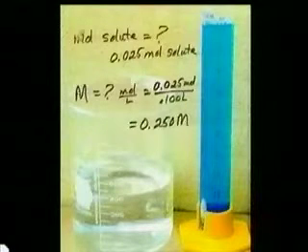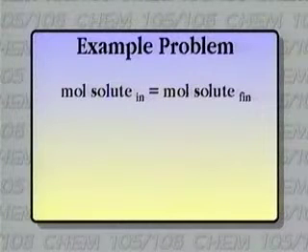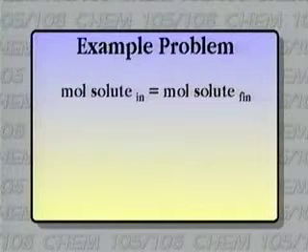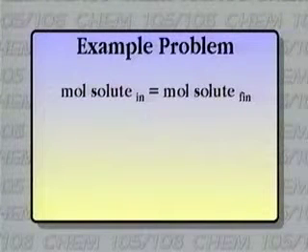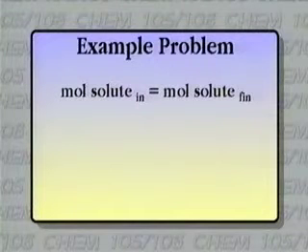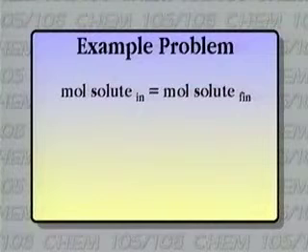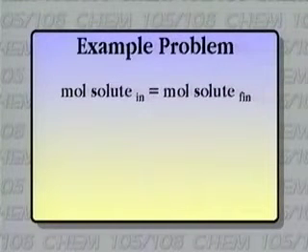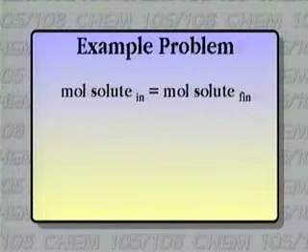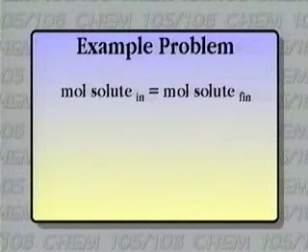In a dilution process, the moles of solute initially must be equal to the moles of solute in the final condition. We aren't adding any, we're not taking any out, we're merely spreading it out over a different volume. We're adding solvent. So, therefore, the moles of solute initially is equal to the moles of solute final.